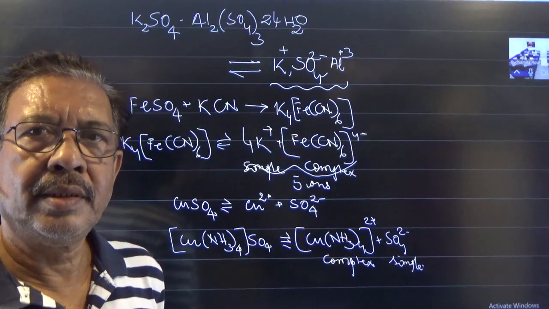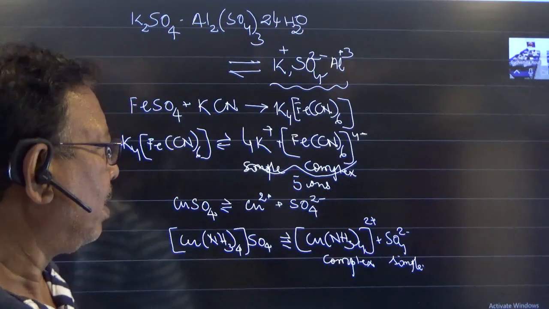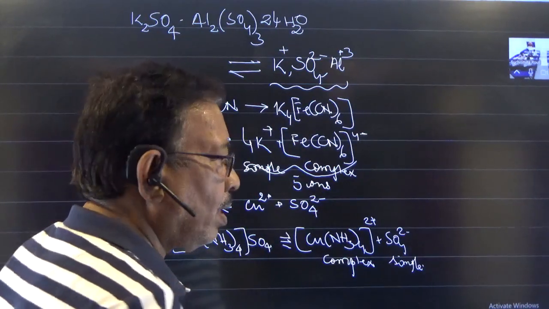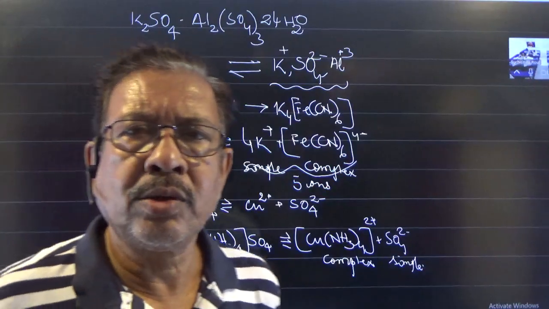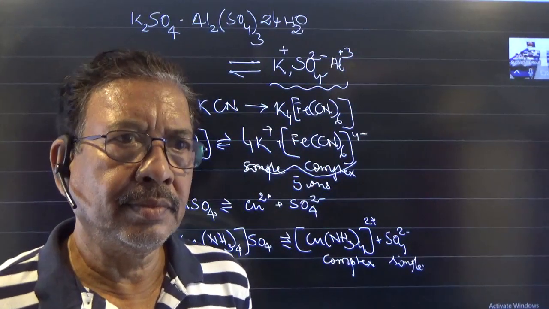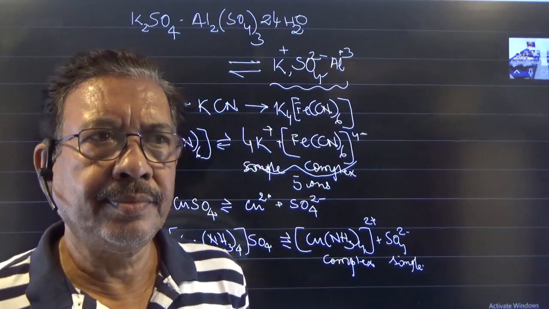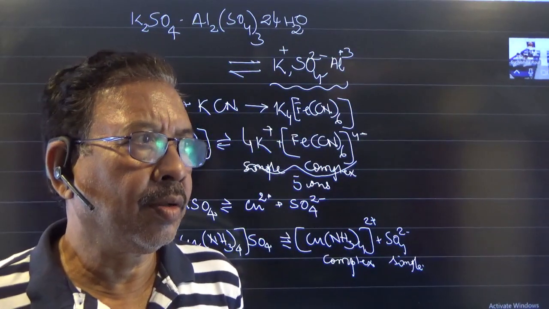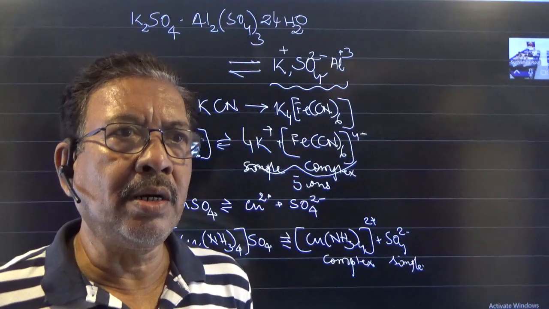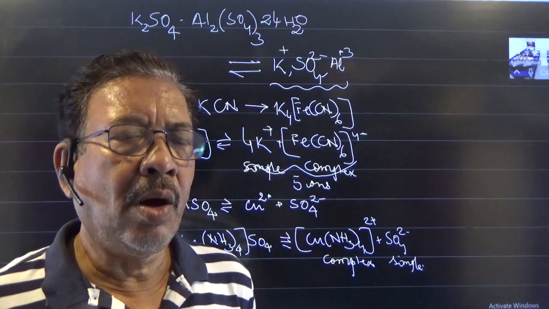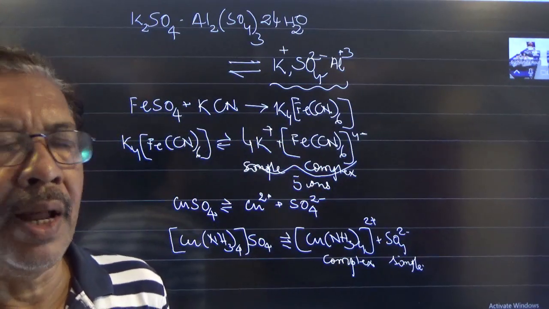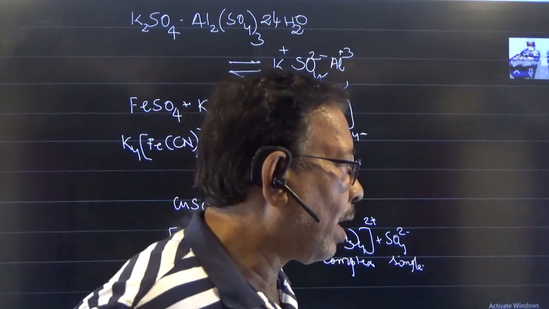Okay. Yes, sir. Now I would like to compare. If I ask right now, what do you mean by complex compound or complex salt? Salts which have a simple ion and a complex ion. Or a complex salt which, when dissolved in water, dissociates to give a complex ion and a simple ion.